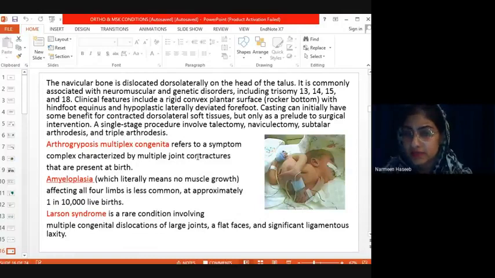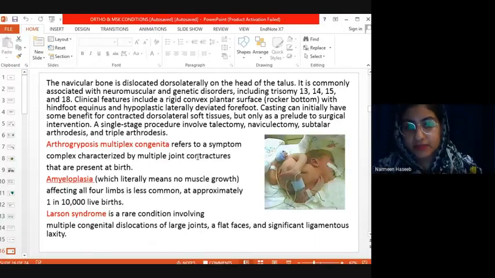Casting obviously can be done initially, which will have benefit for contracted dorsolateral soft tissue, and only as a prelude to surgical intervention. A single stage procedure involves talectomy, naviculectomy, subtalar arthrodesis, and triple arthrodesis.